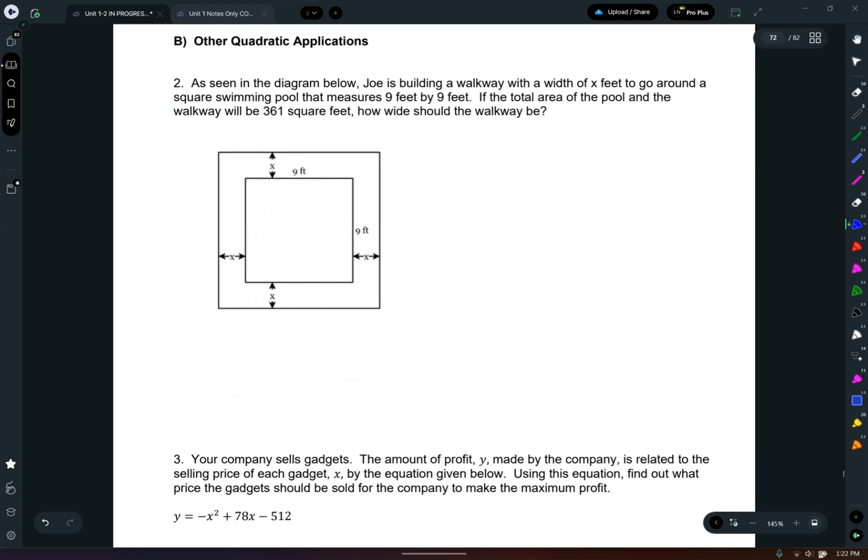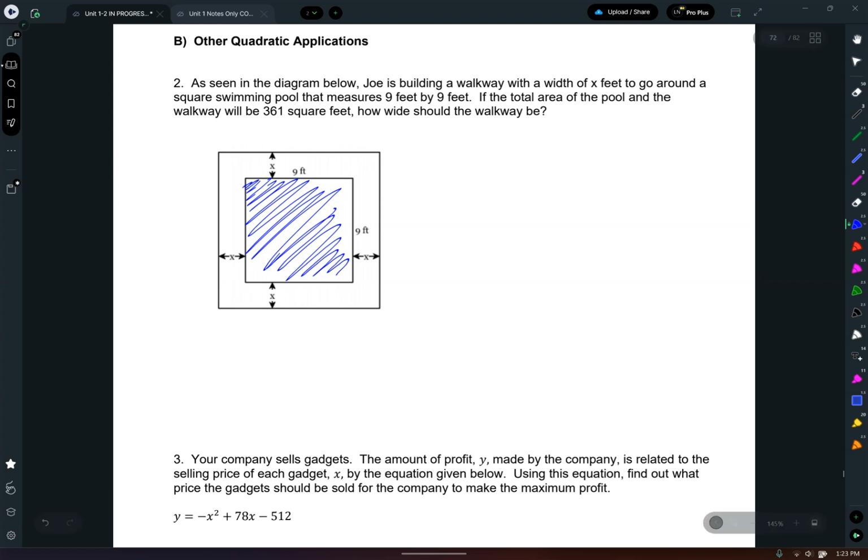So this one is not about the parabola in the air. This is a different question. As seen in the diagram below, Joe is building a walkway with a width of x to go around the square swimming pool that measures 9 by 9. Okay, so you can tell this inside square represents the swimming pool. I know it seems strange to have a swimming pool that's a square, but hey, it could happen.